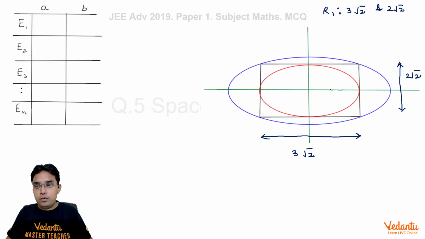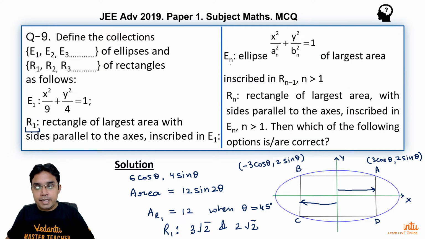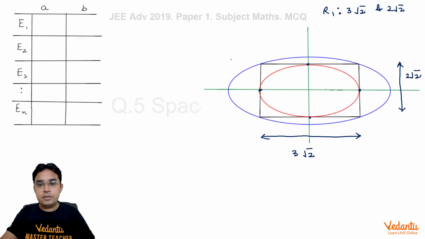So R1 we have found, this is the black color one. So my E2 would be an ellipse that is inscribed in this rectangle and has maximum possible area, and this maximum area will be possible only if this ellipse touches this R1 rectangle at x-axis and y-axis. Then only its major axis and minor axis will be maximum possible, and its area will be maximum possible.